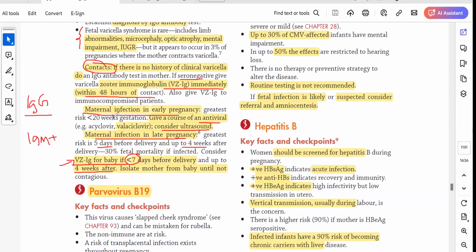Okay, last two ones. If the mother is infected in early pregnancy, then you need to give her antiviral. If the mother is infected in late pregnancy, especially 1 week before delivery up to 4 weeks after delivery, in this time, if the mother gets infected, then the baby will need the immunoglobulin. The mother doesn't need anything.